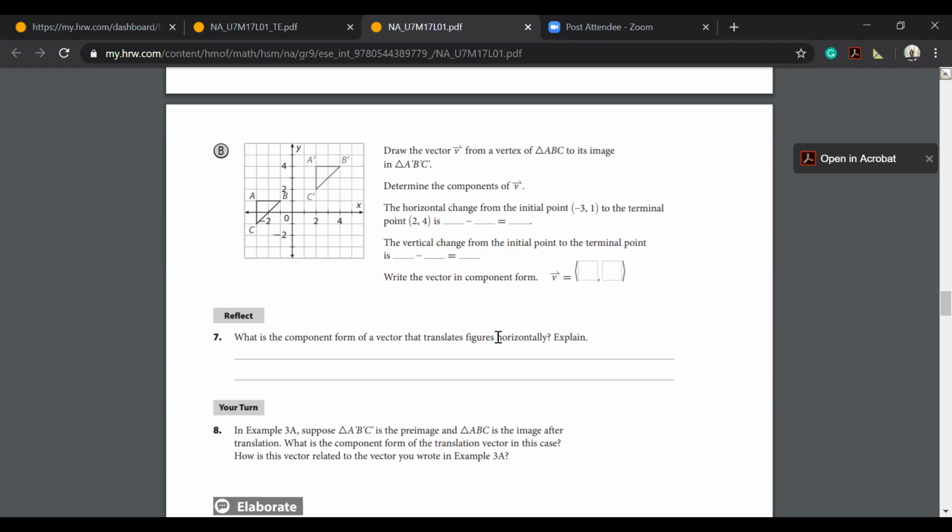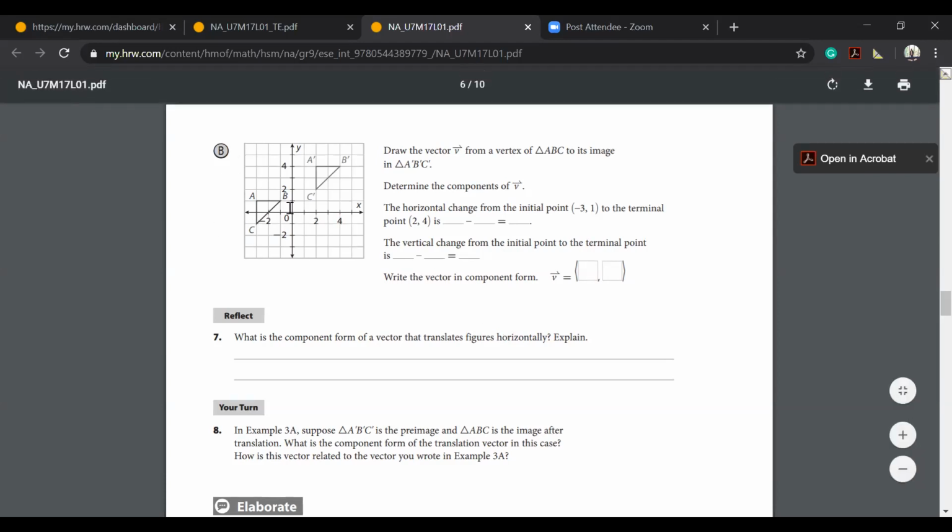Let's think about my image in here. This is the pre-image, right? What do you think if my image was, instead of being here, it was exactly in here? I moved horizontally. Of course, we remember horizontally is moving like this, vertically moving like this. So this is horizontal.